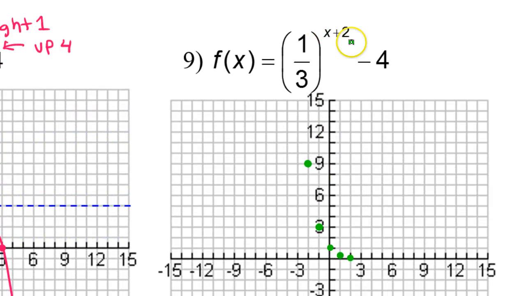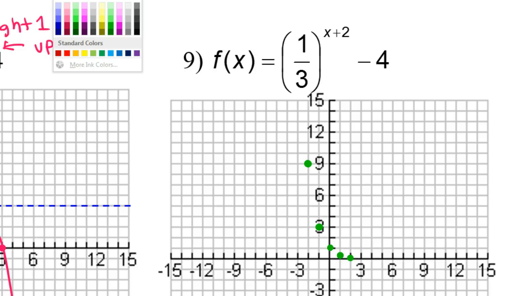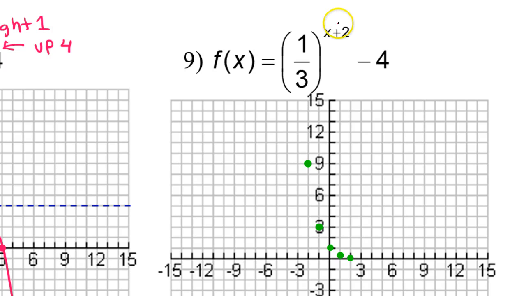Alright, now we're going to do these transformations, the +2 and the -4. The +2 has the effect of shifting the graph left 2. It's the opposite of what it looks like. And this -4 is going to move us down 4. So I'm going to go left 2, down 4 with each one of these points.